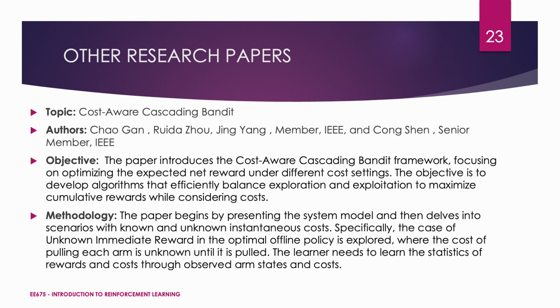It then delves into scenarios with known and unknown instantaneous costs. Particularly, it explores the case of unknown immediate reward in the optimal offline policy, where the cost of pulling each arm is unknown until it is pulled. The learner needs to learn the statistics of rewards and costs through observed arm states and costs.